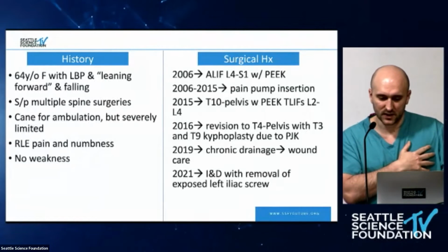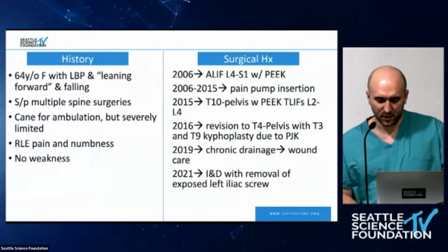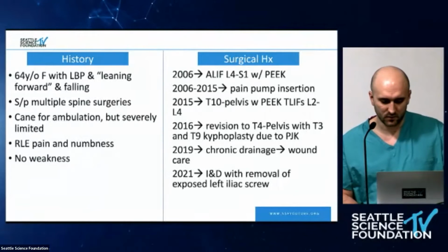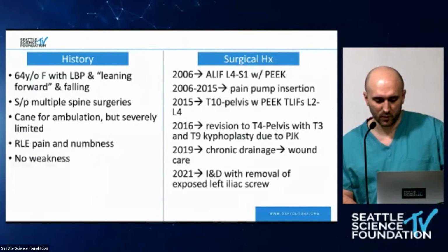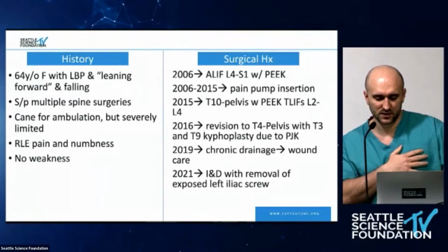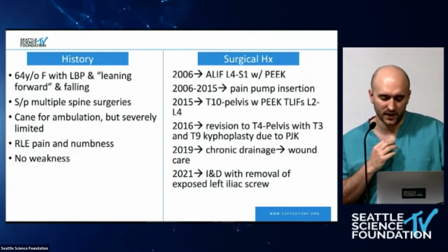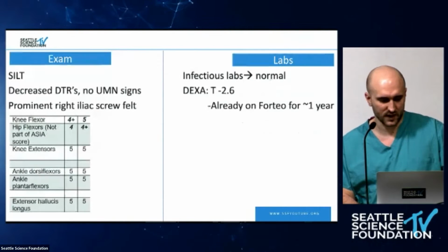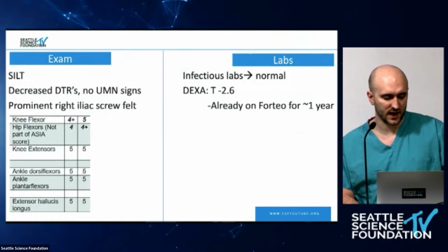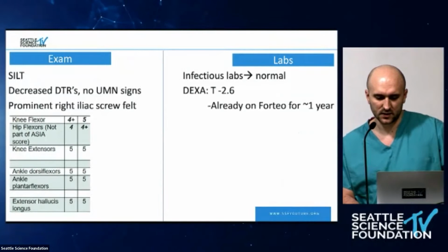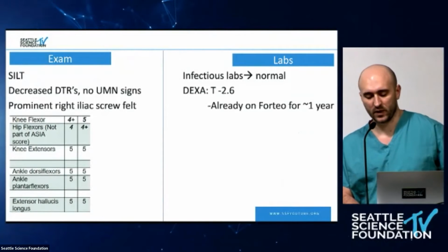Back in 2006, an ALIF with PEEK cages, pain pump insertion afterwards, likely for worsening pain, and adjacent segment disease. Eventually went on to a T10 to pelvis that failed and required a revision for T3 to pelvis due to PJK. Had some chronic wound drainage and eventually had an I&D with removal of their left iliac screw. Neurologically intact other than some hip flexor weakness, but sensation intact. Infectious labs were normal at this time, so it looks like they did heal their wound. They had a DEXA of -2.6, but they were on Forteo for a year.